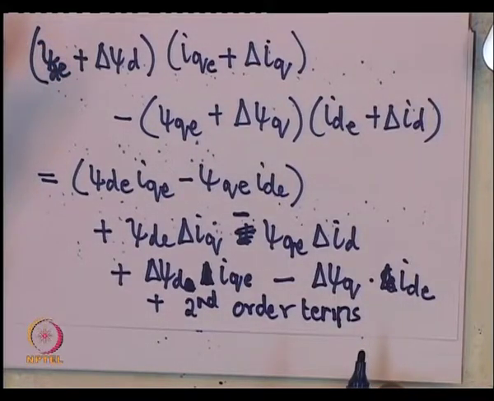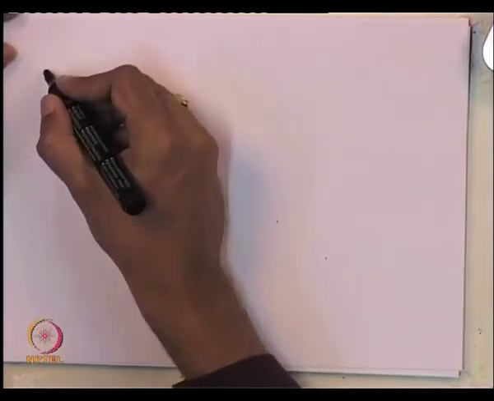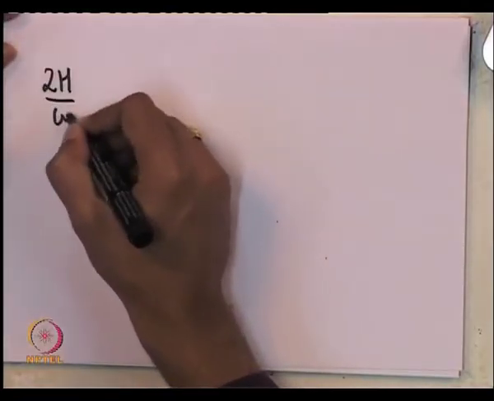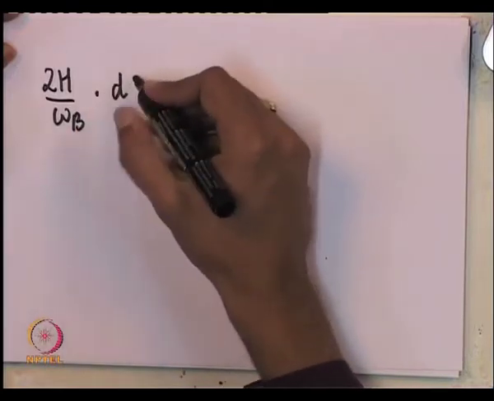Note that psi d e into I q e minus psi q e into I d e is in fact equal to the equilibrium value of the electrical torque, which is of course going to be equal to the mechanical torque T m. So, psi d e into I q e minus psi q e into I d e is in fact T m. So, what we have essentially is the linearized equation 2 h by omega b into delta.